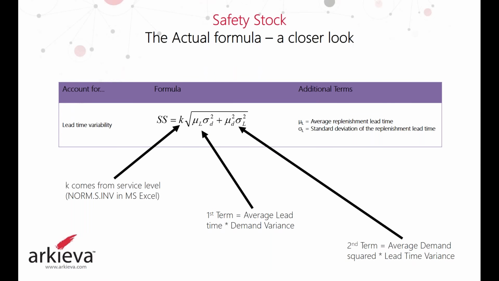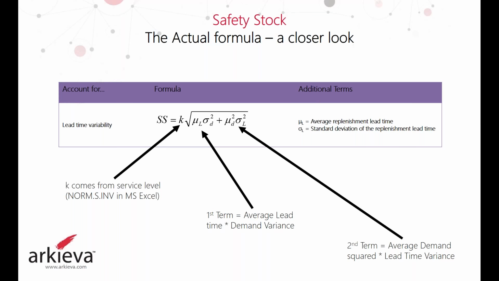If we look at the safety stock formula, which is right there in the middle of the screen, it is K, which is the factor that I talked about that comes from the service level. Remember that 50% has a 0 factor and 99.9% has a very high factor, 3.72. So K is that factor, and then we have a square root, and inside the square root we have two terms. The first term deals with the average lead time times the demand variance.